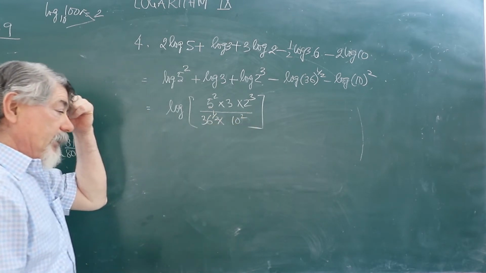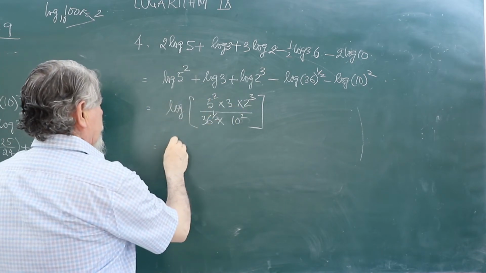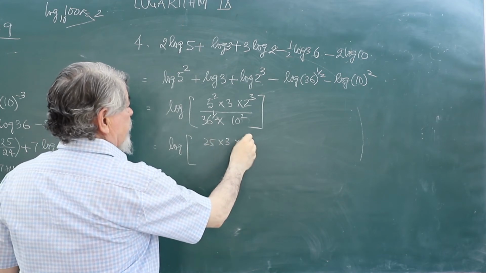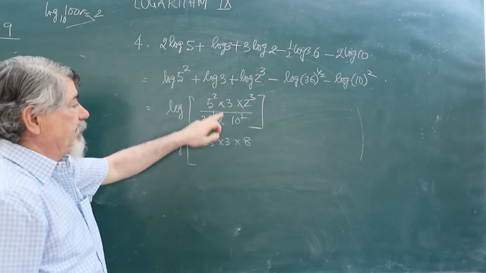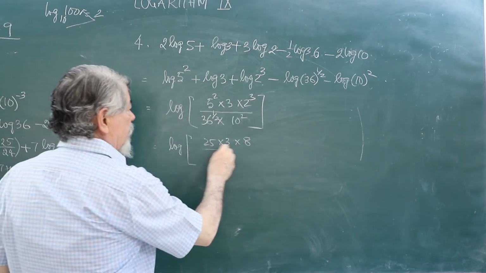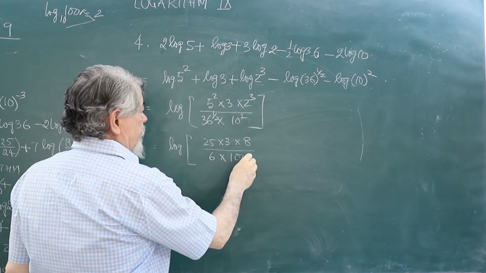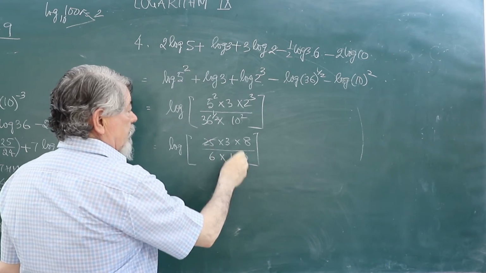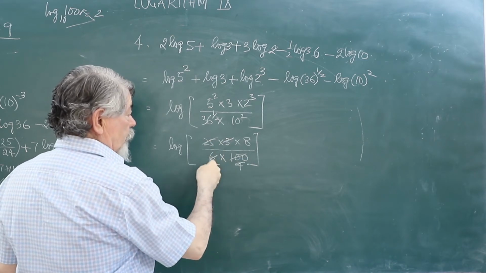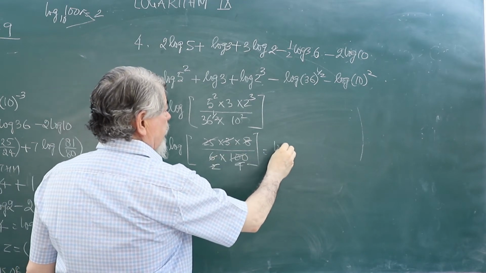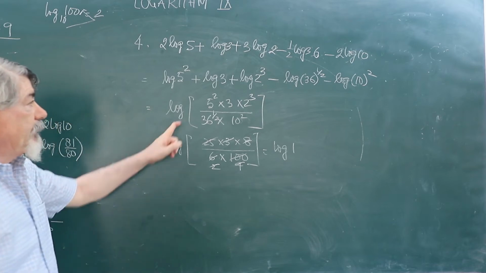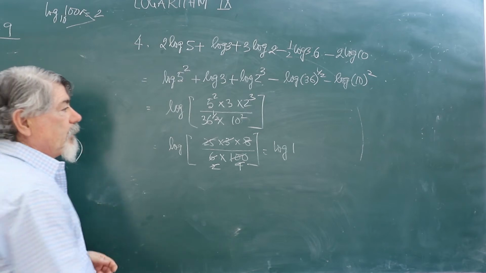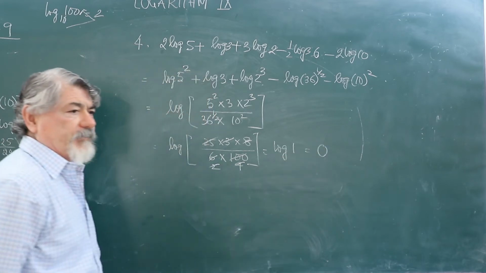In the next step we will remove all this. It will become 25 into 3 into 8. 5 to the power 2 is 25, 3 is 3, 2 to the power 3 is 8, upon 6 into 100. So now let us cancel whatever we can cancel. 25 4s are 100, 3 2s are 6, 4 2s are 8. So you are left with log 1 actually. Log 1, and there is no base, that means it is the common logarithm, base 10. And log 1 is always 0, whatever may be the base.